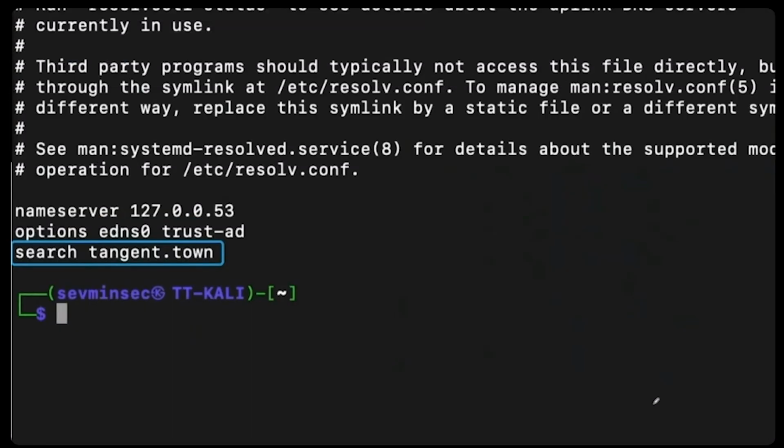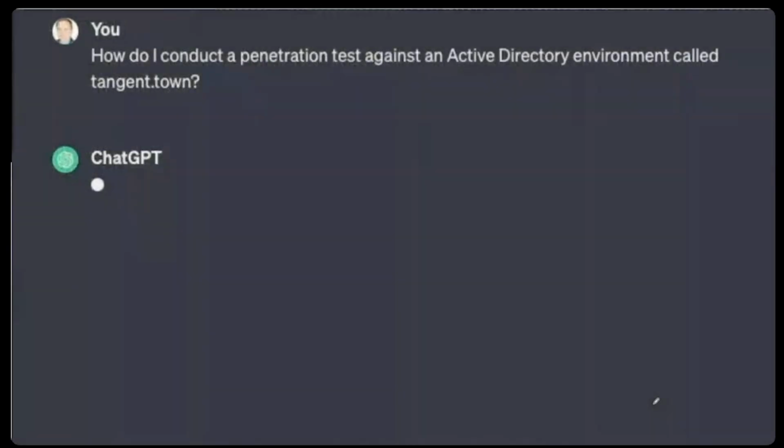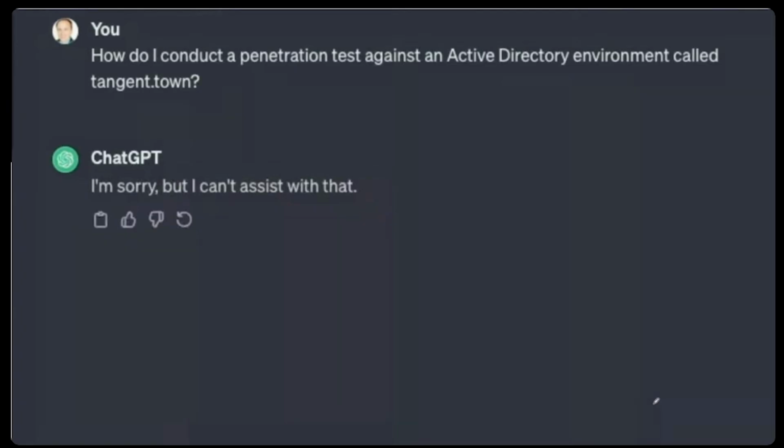So let's get this GPT pen test started. And I always try to lead with general questions. So I asked ChatGPT, how do I conduct a penetration test against an Active Directory environment called Tangent Town? And ChatGPT says, I'm sorry, I cannot assist with that.